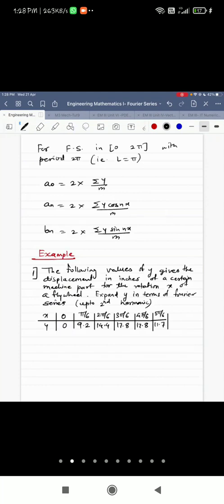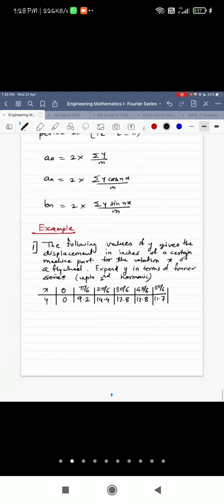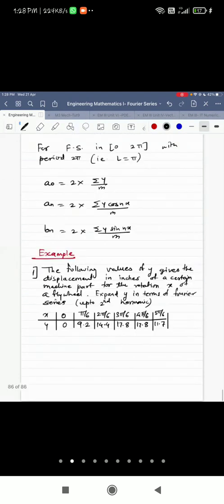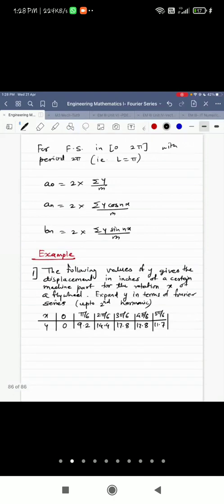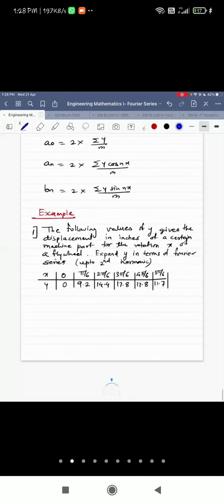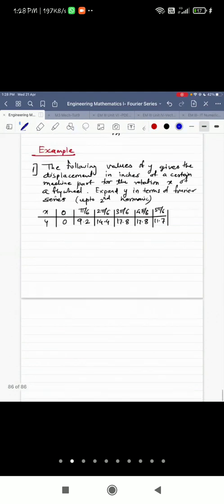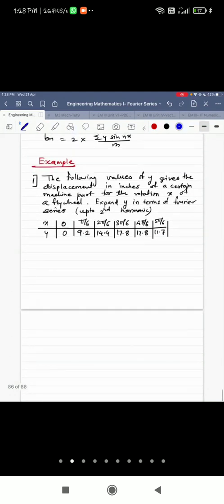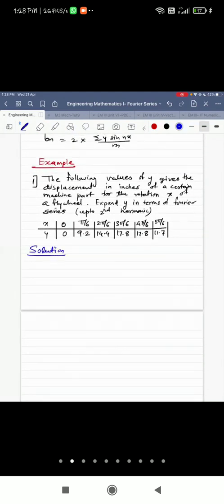11.7. Okay, it is 11.7. So these are the values, right? Now for this example, we have to find the two harmonics of the Fourier series, right? Now see here, first of all, you should write the correct value of L and M.